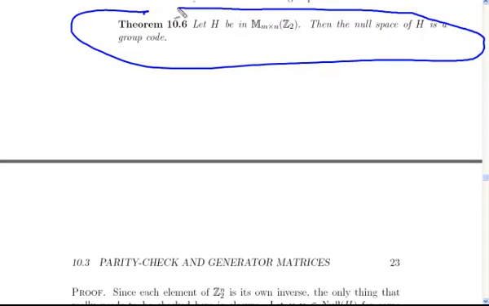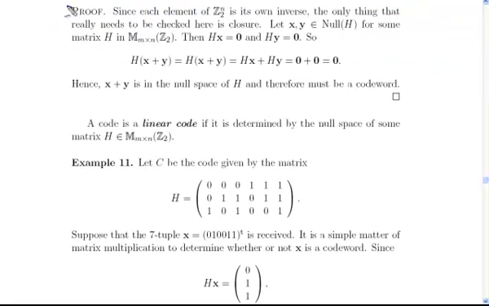If we define a set of code words as the null space of a binary matrix, then that set of code words will be a group code. And all you need to do is prove closure under addition. It's really a very straightforward proof. Okay, the proof is actually in this short paragraph. All right, a code of this kind is called a linear code.